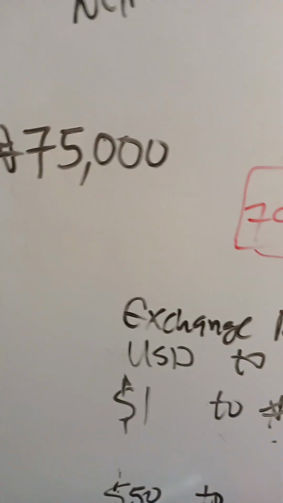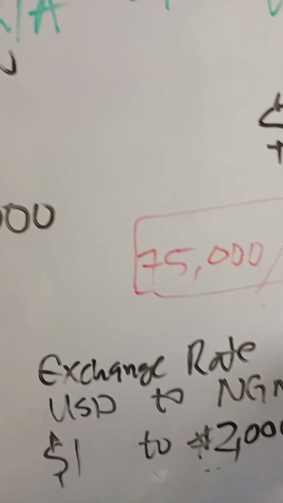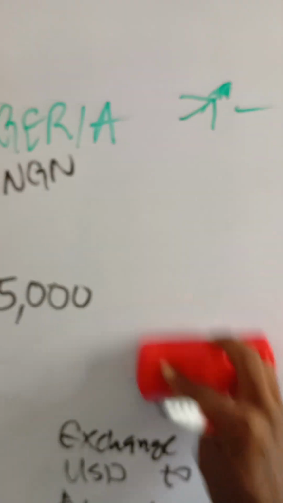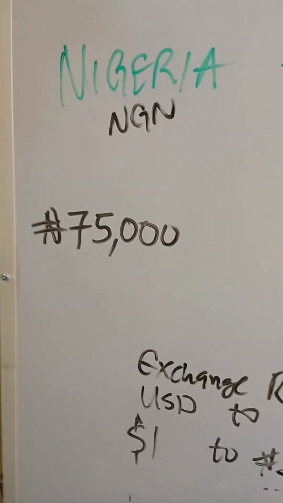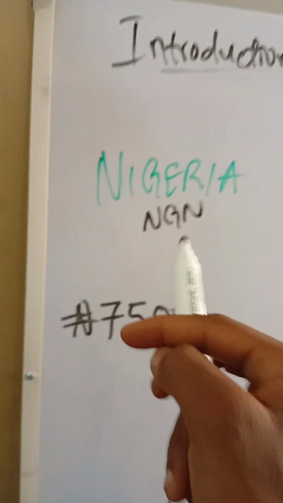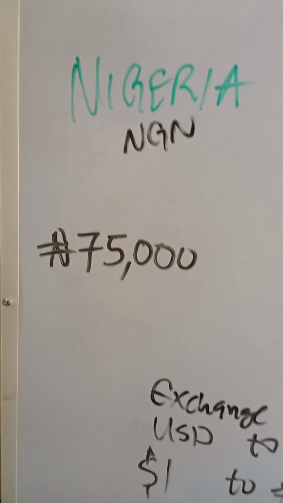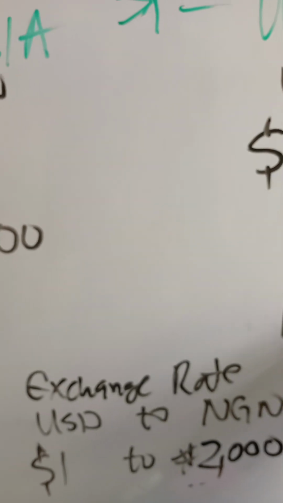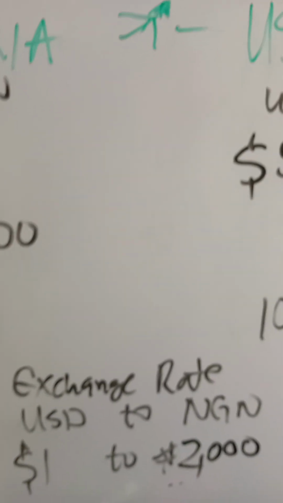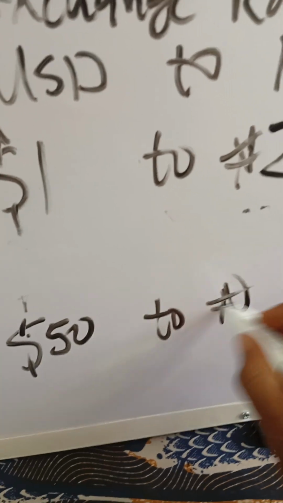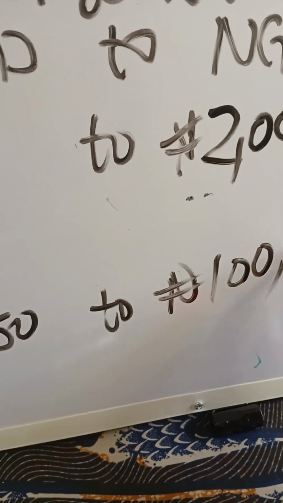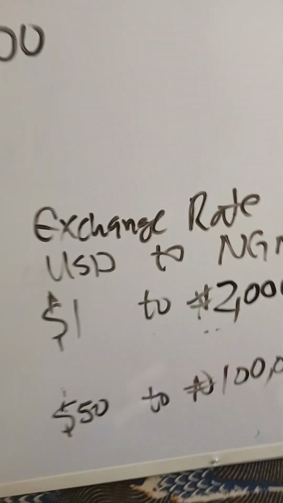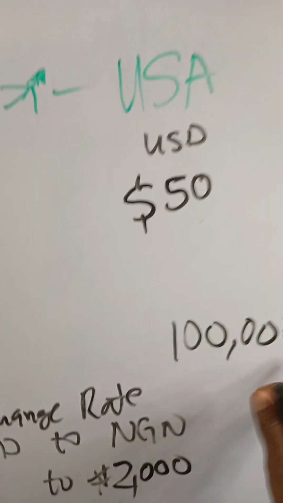So if you are converting your $50 back to naira at the exchange rate of 2,000 naira, what you'll be having with you, instead of the 75,000 that you initially gave them, is 100,000 naira at the exchange rate of 2,000. So here will be 100,000 naira because you didn't spend any money in the United States, and now the exchange rate has increased from 1,500 to 2,000 naira. So what you'll be having left with you is 100,000 naira.